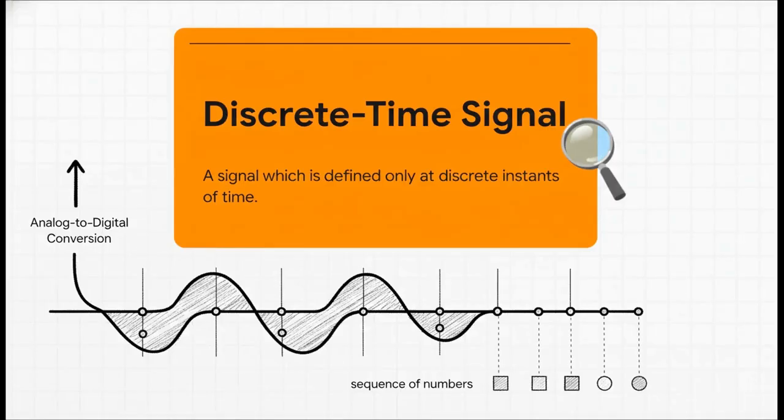So that very first step, that analog to digital conversion, is what creates a discrete time signal. Instead of dealing with the whole messy, continuous wave, the converter just takes these tiny little snapshots, or samples, at super regular, super fast intervals. And the result? A sequence of numbers. Each number is just the height of the wave at that one specific moment. And just like that, the wave is officially digitized.